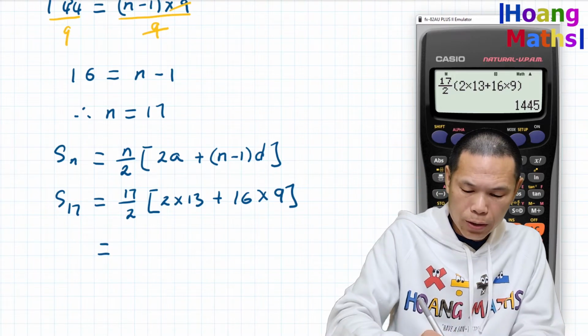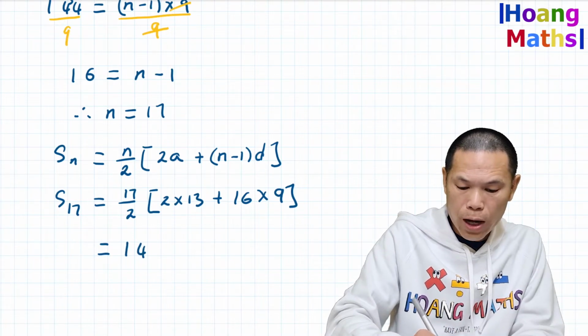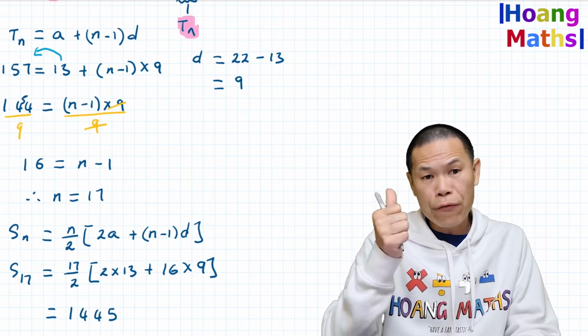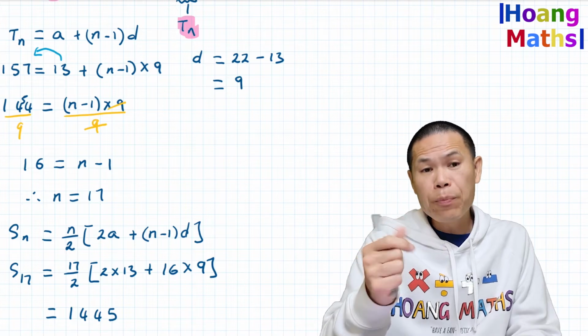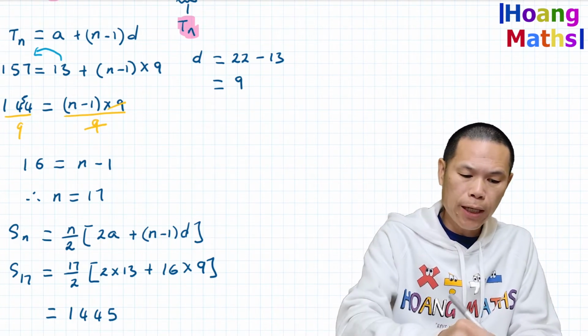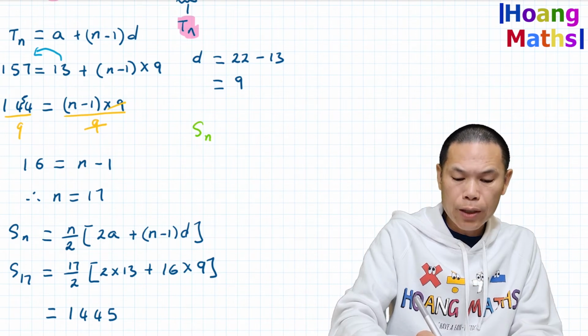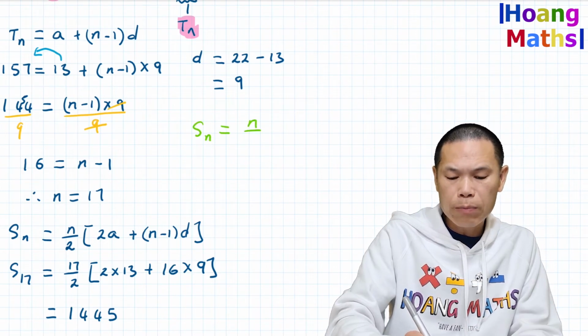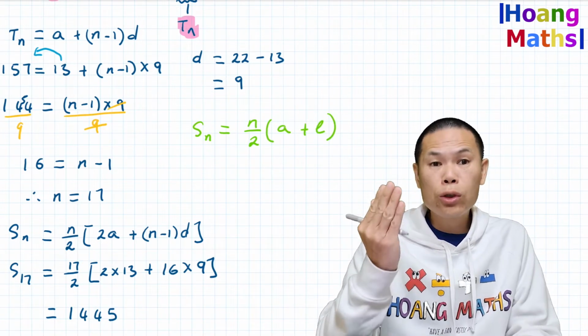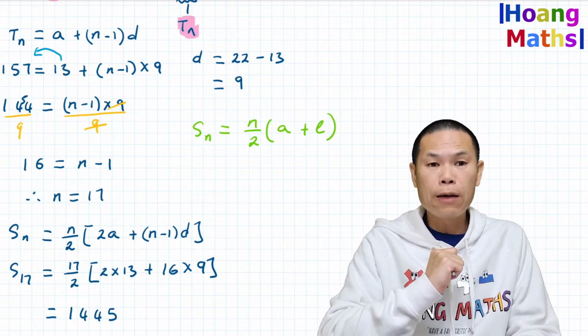So there you go, 1,445. Or since we already know the first term and the last term as well as the number of terms, we can also use this formula here. Sn is equal to n, the number of terms, over 2, and we have the first term plus the last term. We could use this to find the sum of 17 terms.